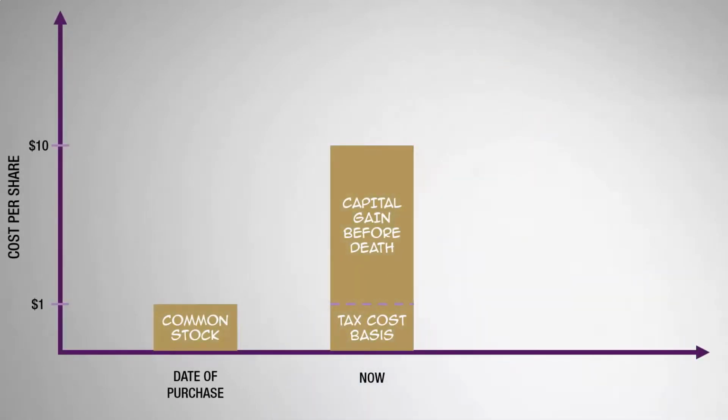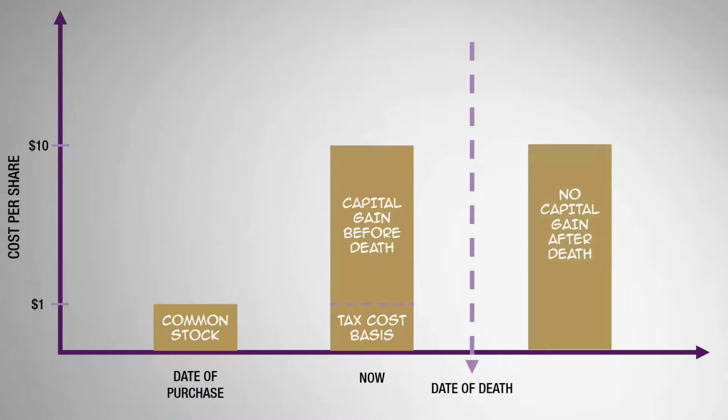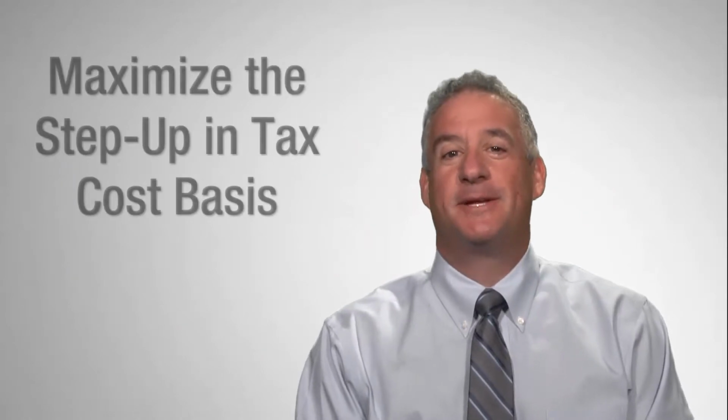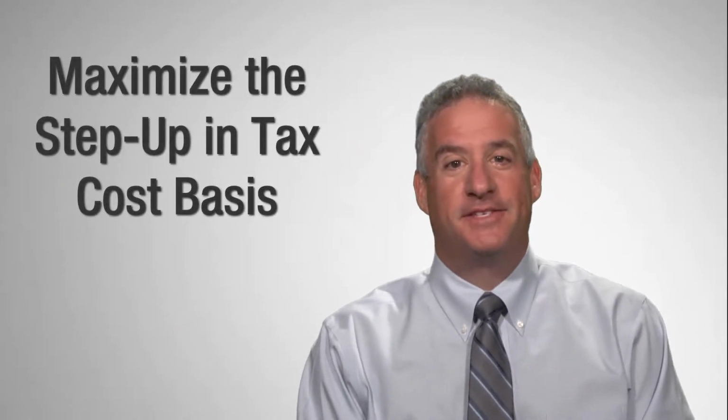So I bought it at $1 a share and I died. Now it's worth $10 a share. What happens? At the date of my death, my estate gets a step up in tax cost basis to $10 a share. Let's say that my spouse or my children the day after my death sell that stock for $10 a share. Then they recognize no capital gain. So what we want to do is plan our estates to maximize this step up in tax cost basis.